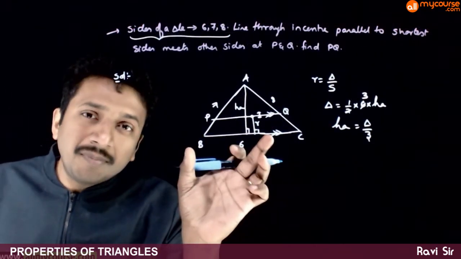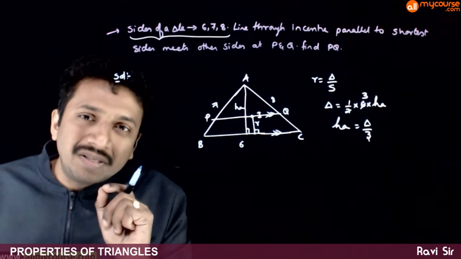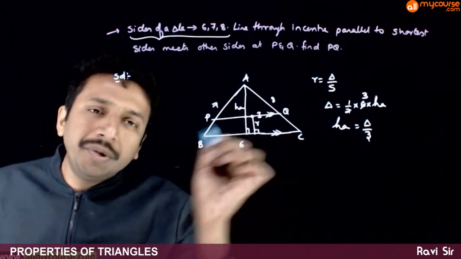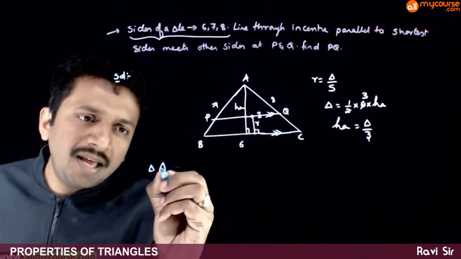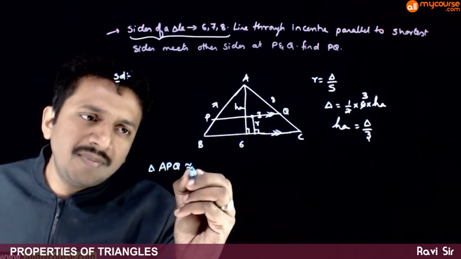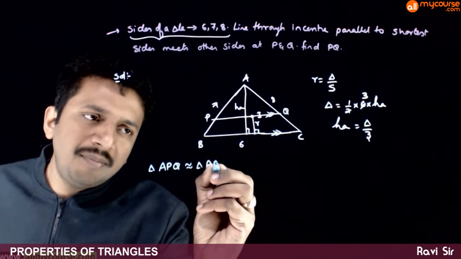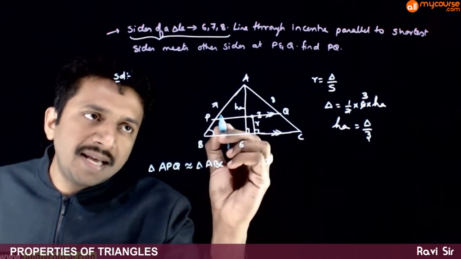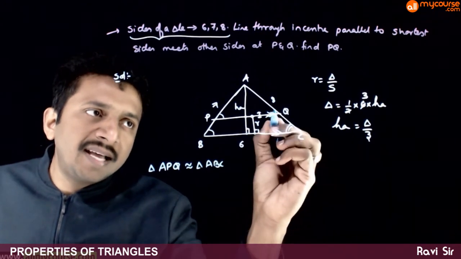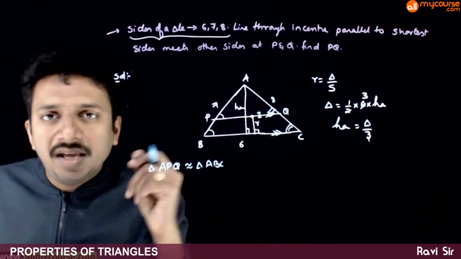So now if you carefully observe this diagram, can you see that the triangles APQ and ABC are similar to each other? Triangle APQ is similar to triangle ABC because these two lines are parallel to each other, and this angle is the same as this angle and this angle will be the same as this angle, and angle A is common.